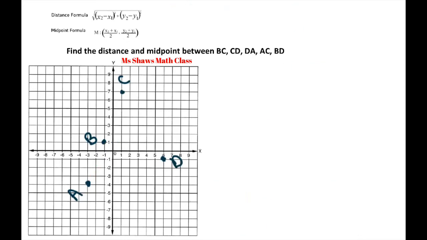Now the ones you're going to do are BC, CD, DA, AC, and BD, doing both the distance and midpoint formula. BC would be this one. CD would be this one, and DA would be this one. Also, you're going to do AC, so I'll just do this dot like here, and you're also going to do BD.